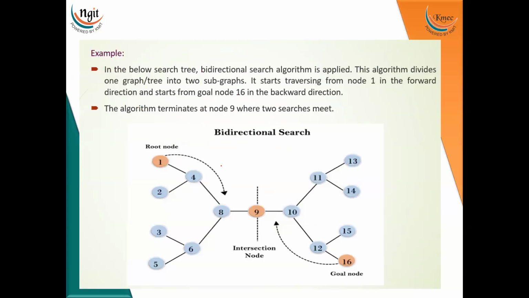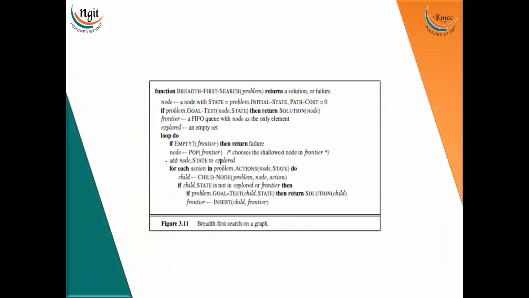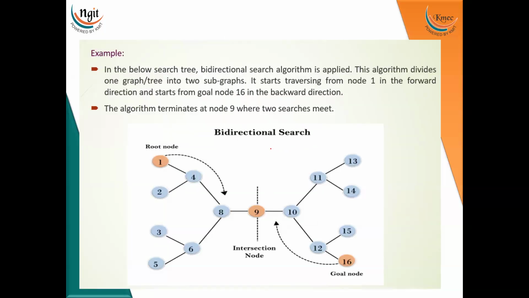So see here, this is one example. If we apply bidirectional search, this algorithm divides this one graph into two subgraphs. It starts traversing from node 1 in the forward direction, and from the goal node, that is 16, in the backward direction. And this algorithm terminates at node 9 when the two searches meet here. So in this way, this bidirectional search algorithm works.